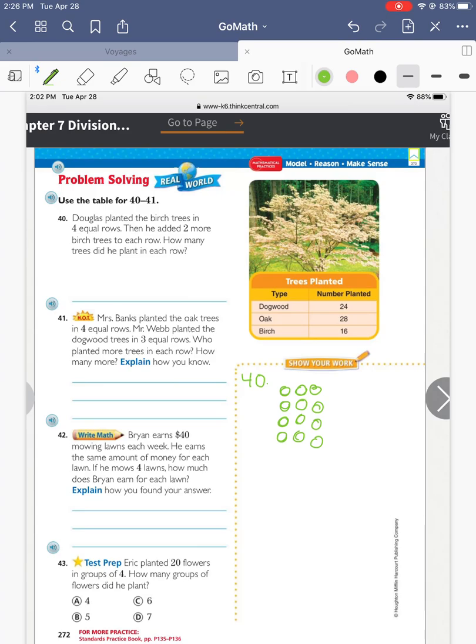Hold on. Give me like 2 seconds to check in the teacher book because I'm not sure if it's asking to add 2 more to this total number. So then we'd have to draw that and then add 2 more to each row. So like, give me a second. So double check what we're supposed to be doing.